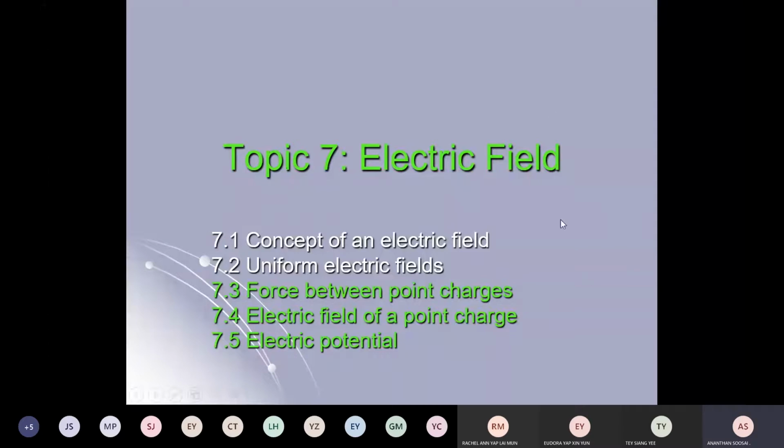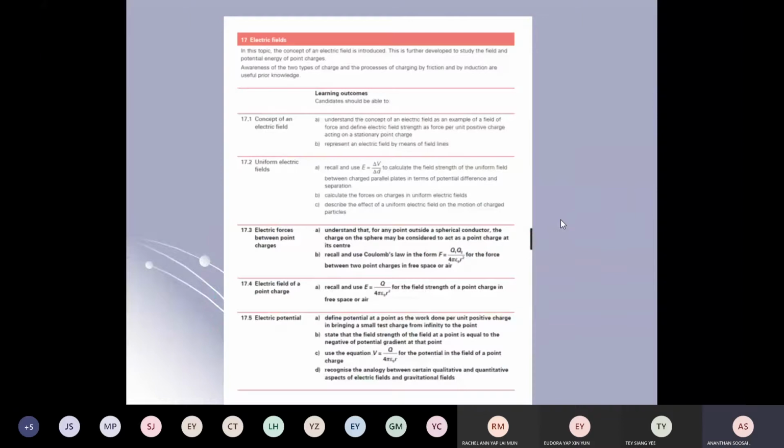Okay, all of you can see the slide, right? Everyone very silent today, yeah? Okay, good. So this is the outcome we have to do.